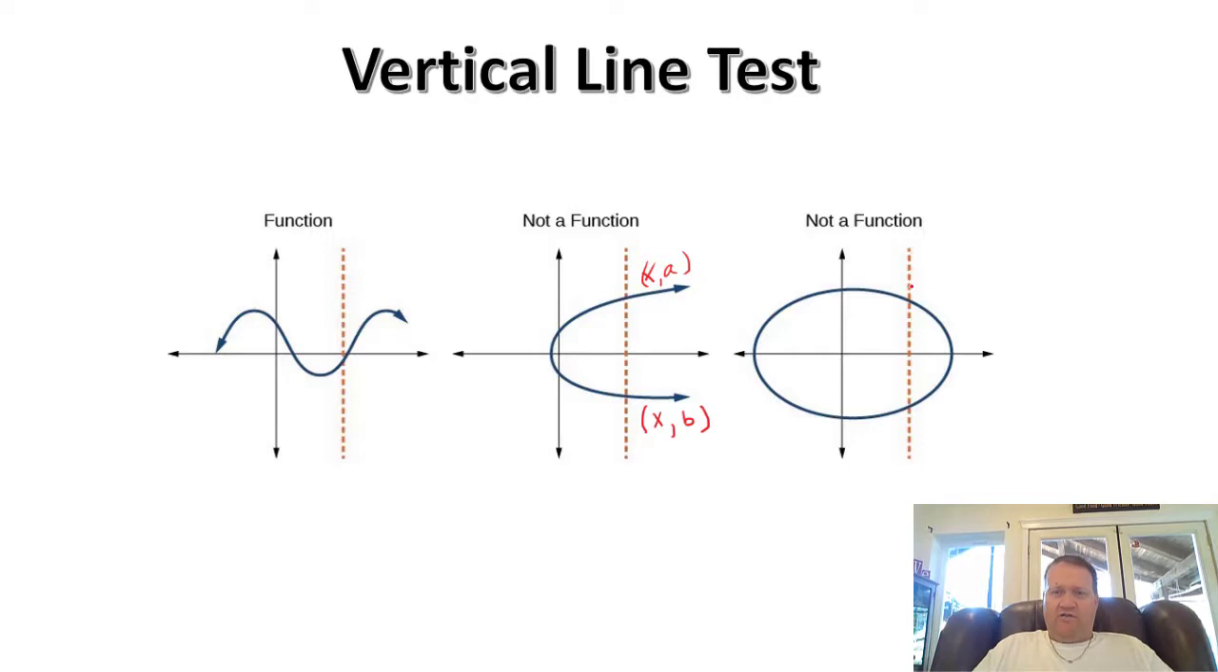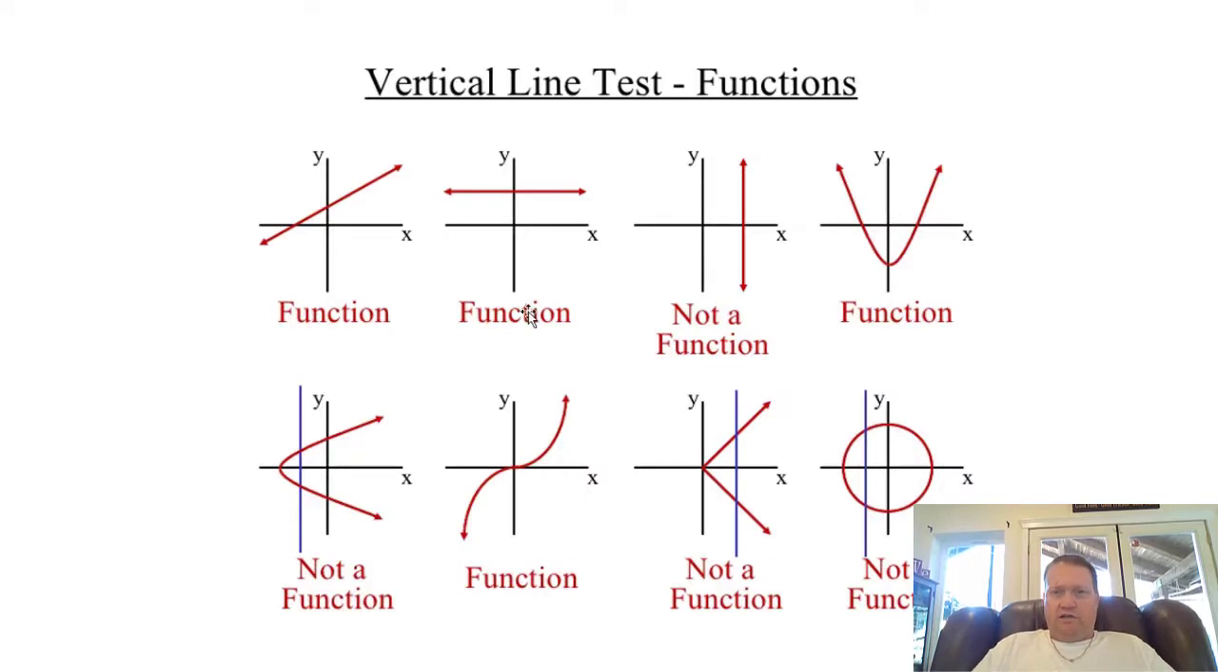And then take a look here. Here's a vertical line. It crosses this ellipse, and it crosses right there and also right there. So that makes it not a function, it actually fails the vertical line test. Here's a bunch of graphs here. If I were to draw a vertical line, I can draw vertical lines across here, and I'm only going to touch it one time. If I come to this horizontal line here, I can only touch it once at a time, so it's a function.